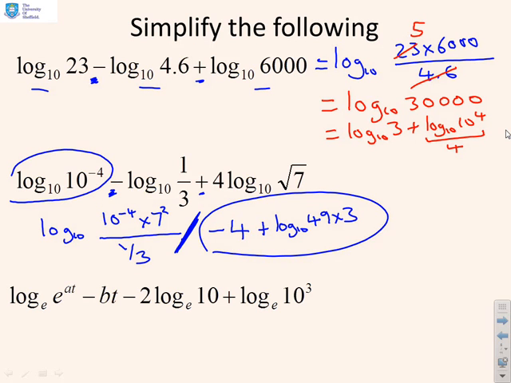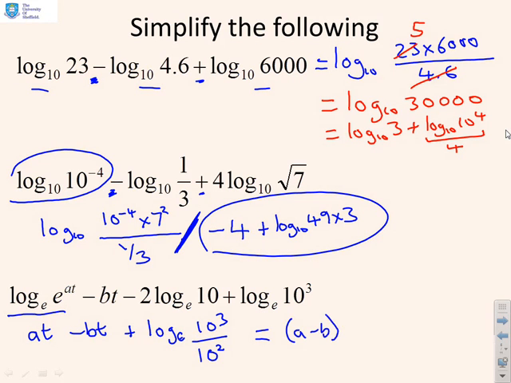What about this bottom one? You've got log e of e to the at. I can write down by inspection. That's at. The minus bt, there's nothing to do there. And then I've got minus 2 log e of 10 plus log e of 10 cubed. So this is going to give me log e of 10 cubed over 10 squared, because 2 log e 10 is log e of 10 squared, but there's a minus, so it goes in the denominator, so I get left with at minus bt plus log e of 10.